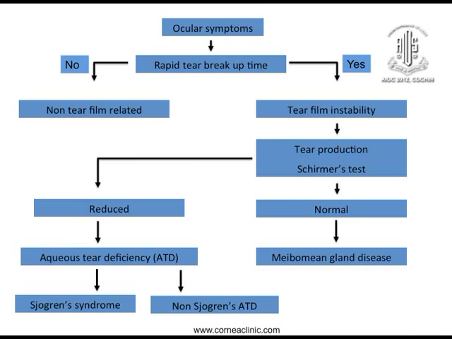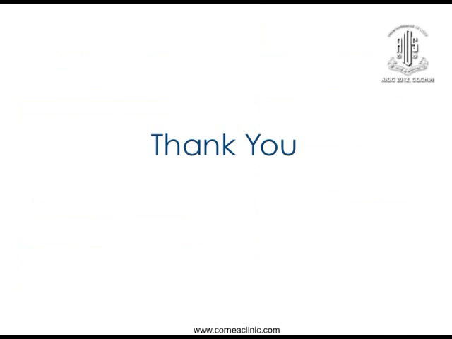which indicates that there is tear film instability, then we look at whether it is aqueous deficient, whether there is a deficiency of tear production. If the tear production is normal and there is tear film instability, most likely it is because of meibomian gland disease. However, if the tear production is reduced, then it's labeled as aqueous tear deficient, and we try to see whether it is Sjogren's or non-Sjogren's.